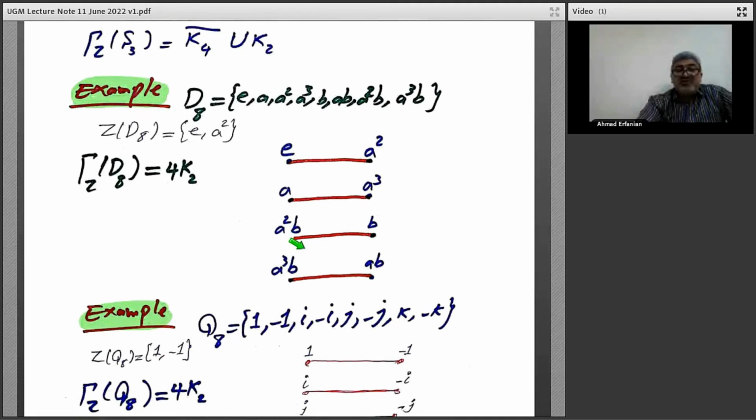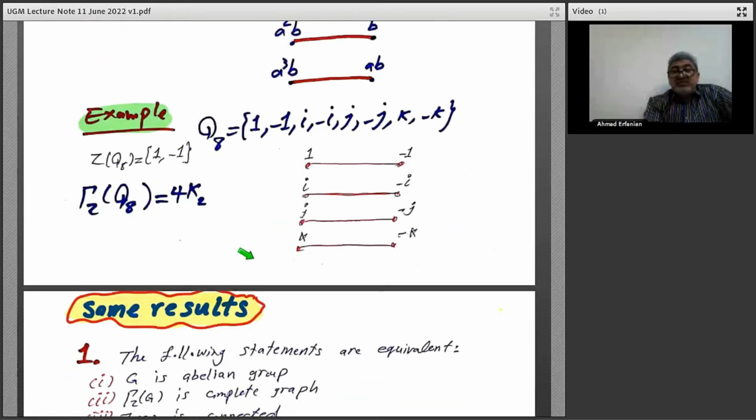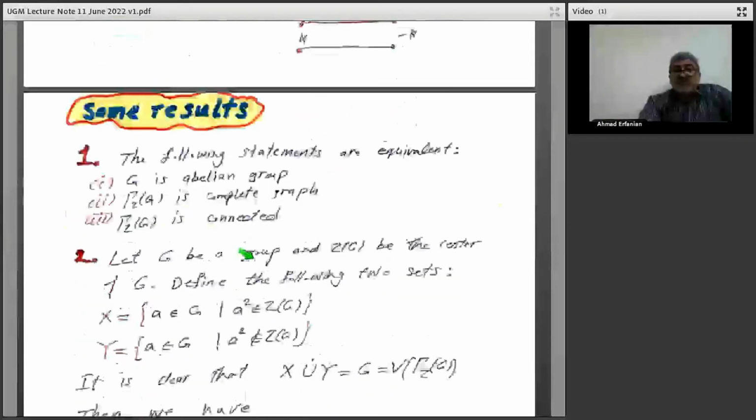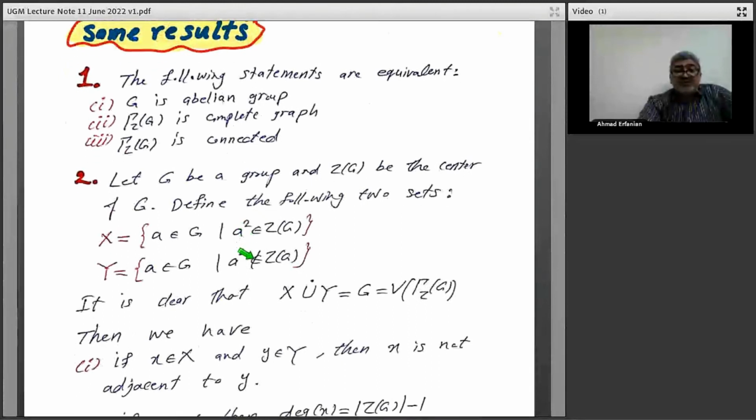For the dihedral group of order 8, we can see that we have 4 edges, because the center of D8 consists of 2 elements, the identity and a squared. So you can see that e times a squared is in the center. a times a cubed is a to the 4, which is trivial, the identity, which is in the center, and similarly for the others. So we have 4 edges. And the same thing we have for the quaternion group. We still have 4 edges.